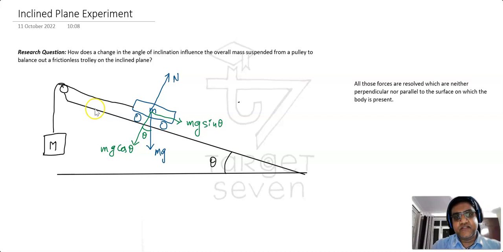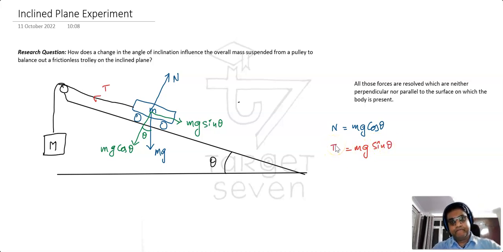Alright, so in such a scenario, based on this particular free body diagram, here I forgot to mention the tension in the string. Alright, now based on this free body diagram, am I allowed to write capital N, that is the normal reaction, is equal to mg cos theta. These two forces would balance out with one another, and to balance out mg sin theta, I would be having the tension in the string. Right.